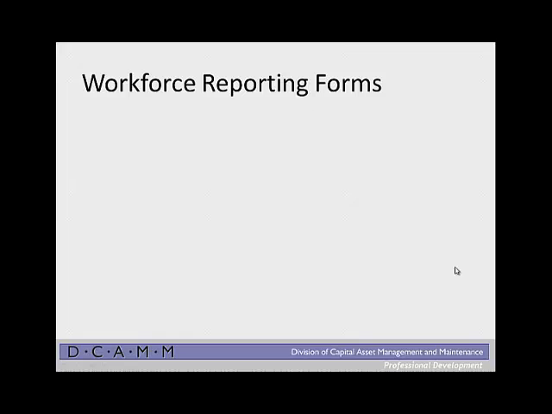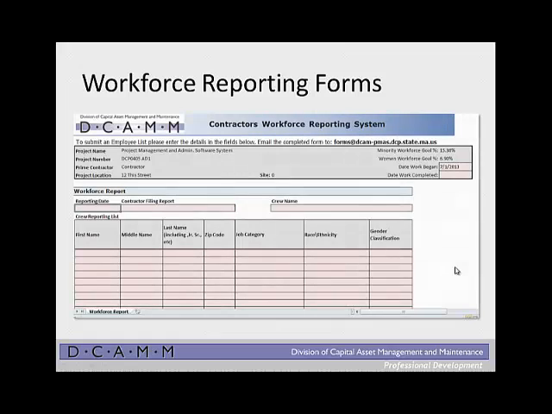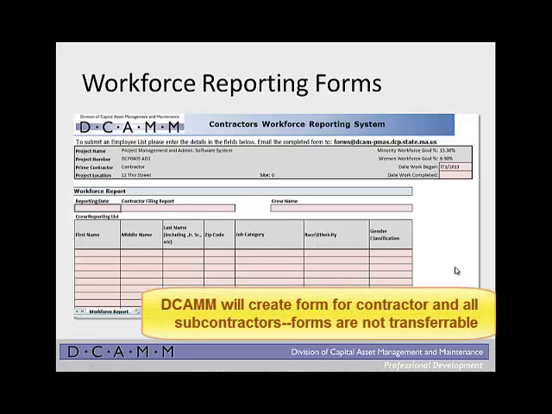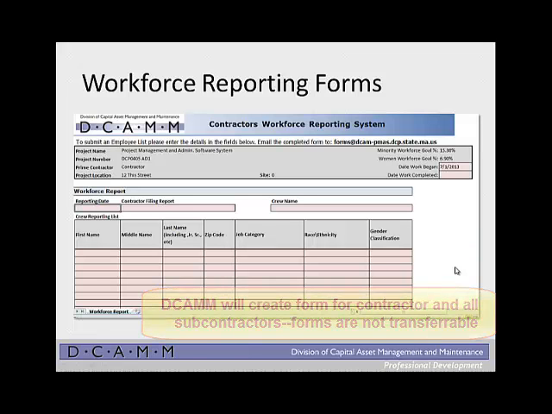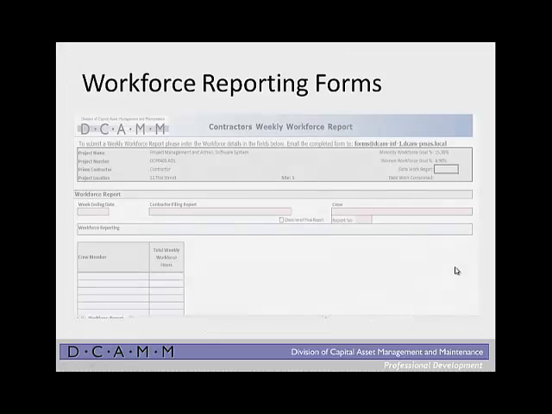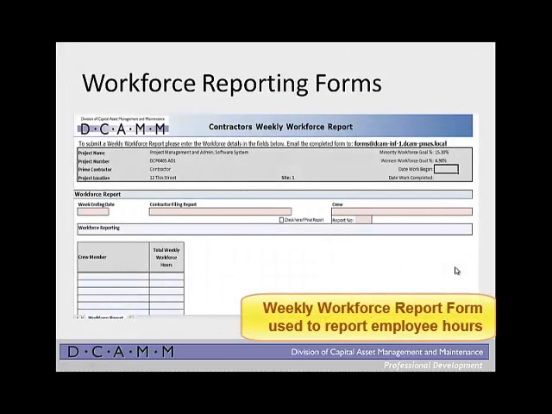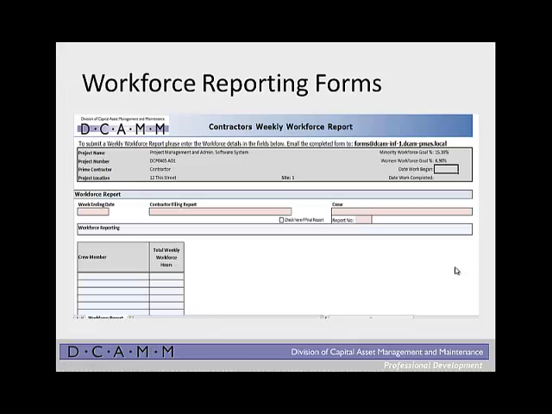From these lists, DCAMM will create an Excel workbook form called the Contractors Workforce Reporting System Employee Setup Form and will send the form to the general contractors and their subcontractors. DCAMM will create one setup form for the general contractor and separate setup forms for all approved subcontractors on the project. These forms are not transferable. These forms will be used to establish the contractor's weekly workforce report forms, which will be used to report employee hours every week. The use of these forms will be covered during this training.